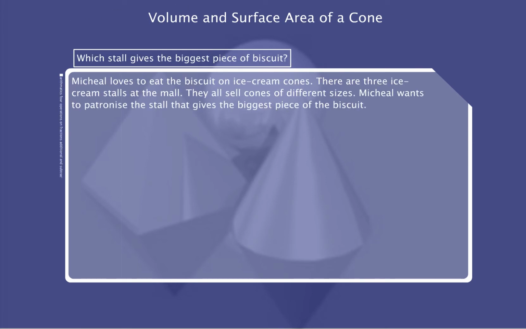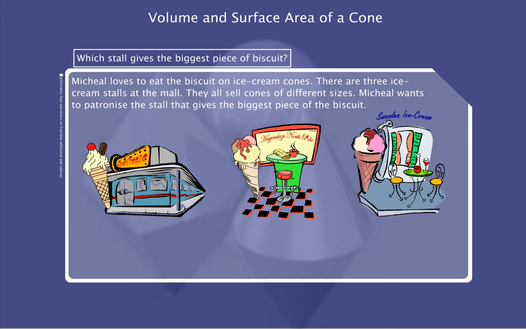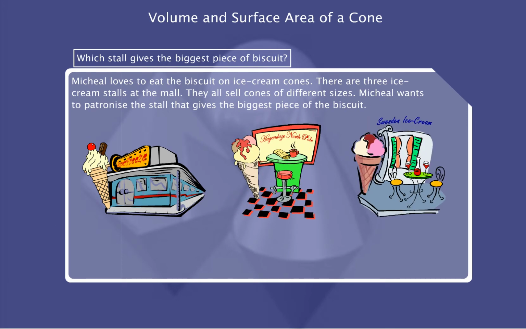Michael loves to eat the biscuit on ice cream cones. There are 3 ice cream stalls at the mall. They all sell cones of different sizes. Michael wants to patronize the stall that gives the biggest piece of the biscuit. Can you help him out? Position your cursor at each ice cream cone to see its dimension. Then click on the stall which gives the biggest piece of the biscuit.